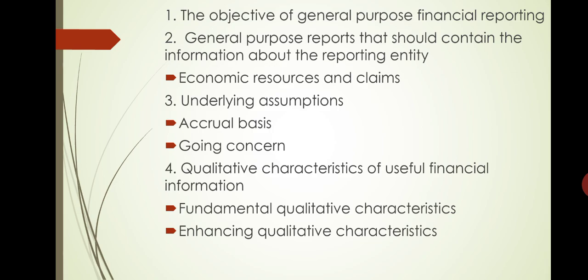And the next one, timeliness. Information is available in time to influence the decisions of users. So this accounting information is available in time to take the decisions of users. And understandability. Information shall be classified and presented clearly and concisely. Understood? So this is about the qualitative characteristics of useful information, classified into fundamental qualitative characteristics and enhancing qualitative characteristics. Understood?